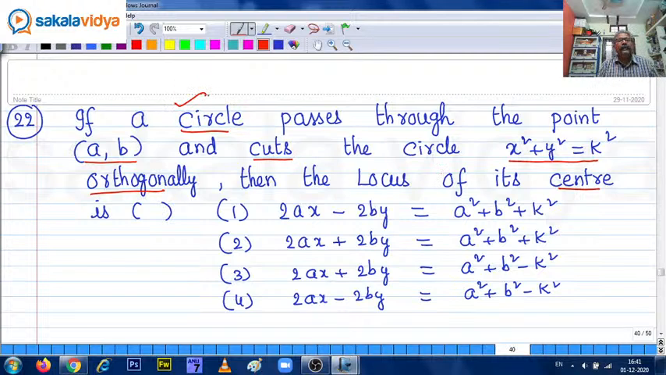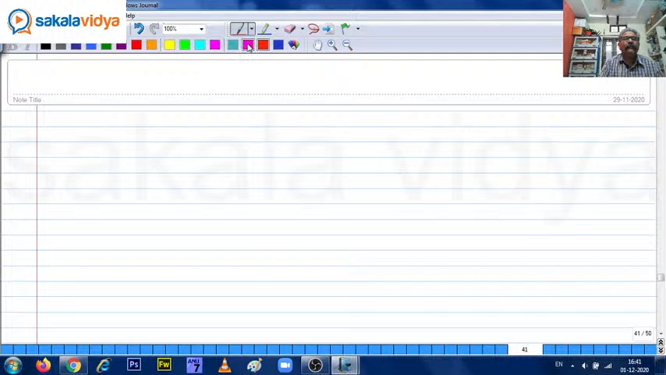Then we need to find the locus of its center. First of all, let the equation of this circle be unknown. The general form of the circle is x square plus y square plus 2gx plus 2fy plus c equals 0. It passes through (a, b); substitute the point and you will get a condition. This circle also cuts the given circle orthogonally, so we need to apply the orthogonality condition. Next, the center is (minus g, minus f), and we need to find its locus. Let us implement our plan now.